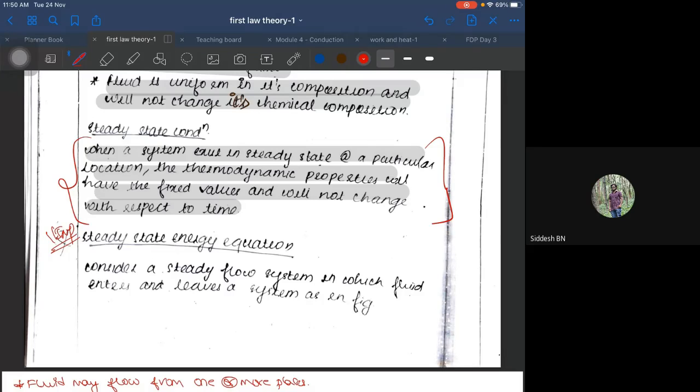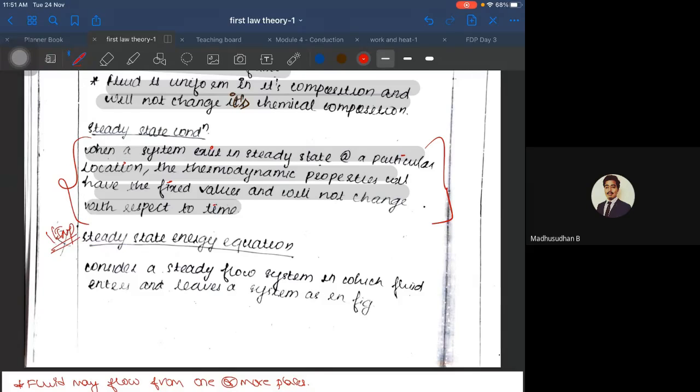Why and what do you mean by a steady state? Can you just read that particular thing which I have marked in the bracket? When a system executes in steady state, at a particular location, the thermodynamic properties will have a fixed value and will not change with respect to time. Hope it is clear. What do you mean by steady state? Sujan, what do you mean by steady state? Thermodynamic properties will be fixed. Exactly. So thermodynamic properties will not change with respect to time. If it is not changing with respect to time, then you are in a steady state.